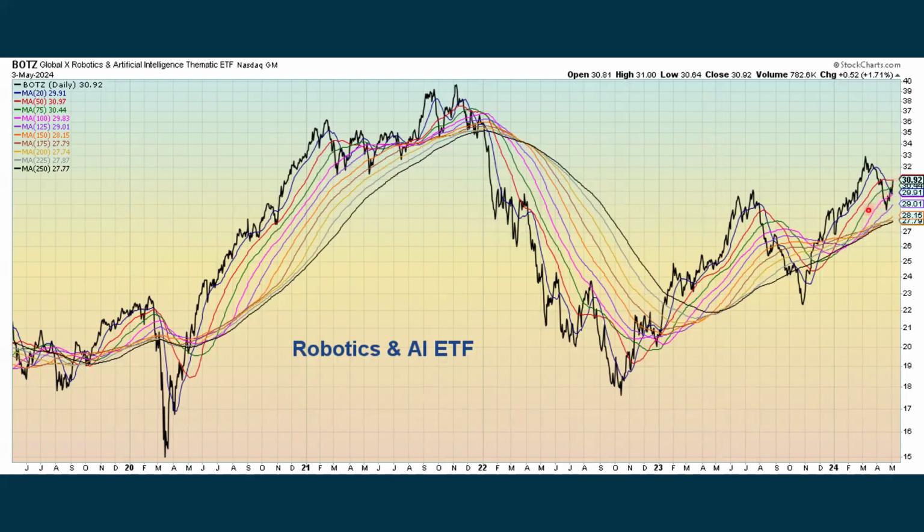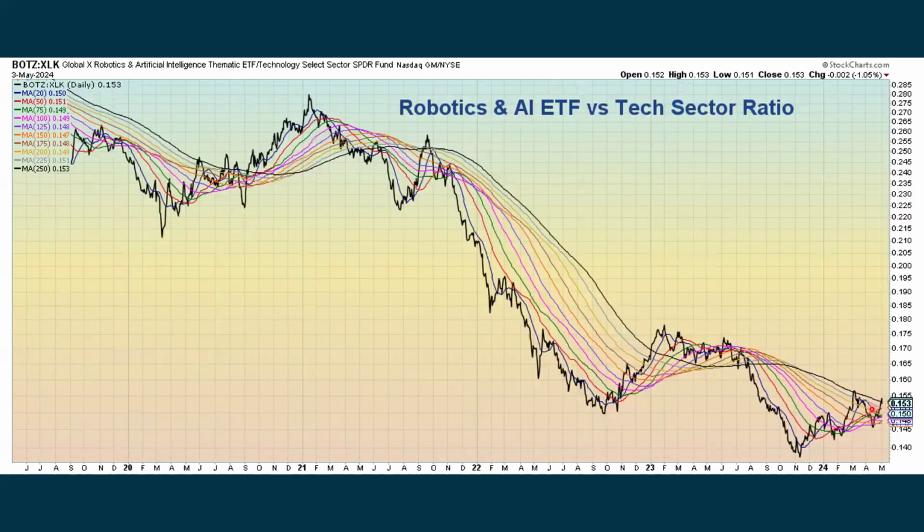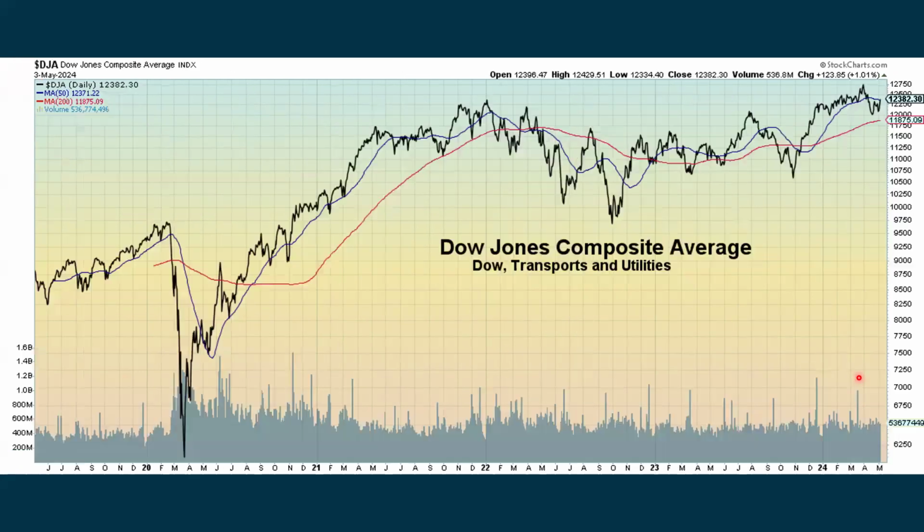Robotics is seeing a little bit of a bounce here. We're coming up to the high end of the rainbow. That's kind of all the rage these days. And we're actually seeing it possibly begin to outperform the tech sector when we do a ratio. If we could get above the rainbow, stay above it, and then see these lines turn up, that would be more positive for robotics and AI.